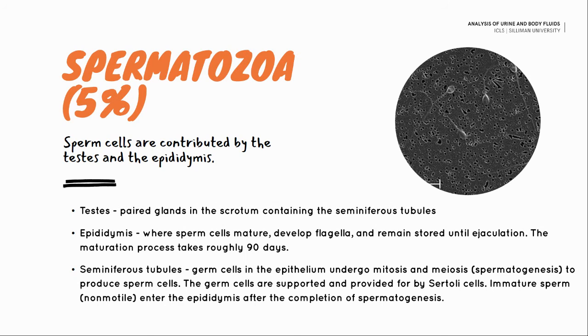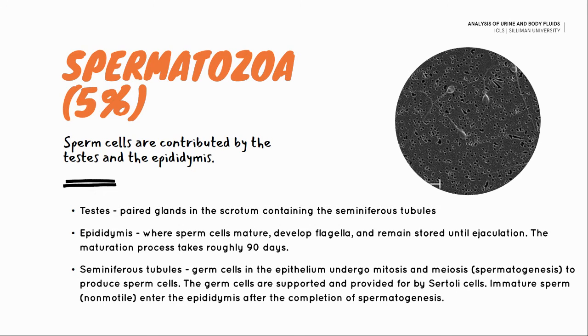So for men, they should not be abusive of this, because it takes 90 days for the sperm cells to mature. So you understand the meaning. Next, in the seminiferous tubules, our germ cells undergo mitosis and meiosis to produce sperm cells. This is called spermatogenesis, or the creation of sperm cells.